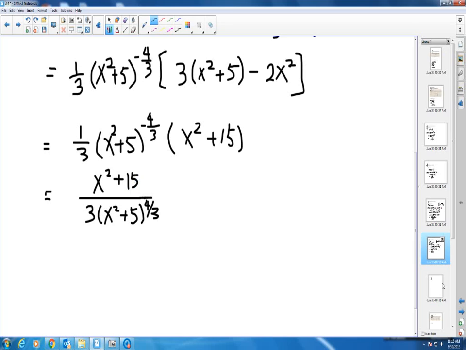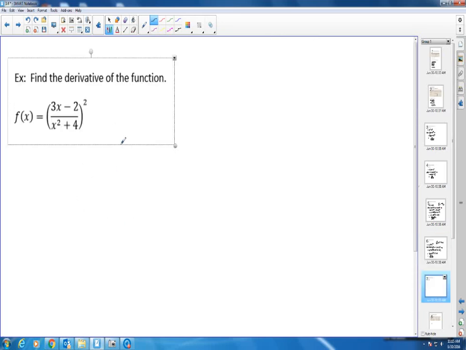Alright, one more of these big ones, then we'll do some smaller problems. This problem right here: the whole thing is being raised to the second power. So everything in here is viewed as the inside function. I don't have to rewrite this problem, but be very careful.